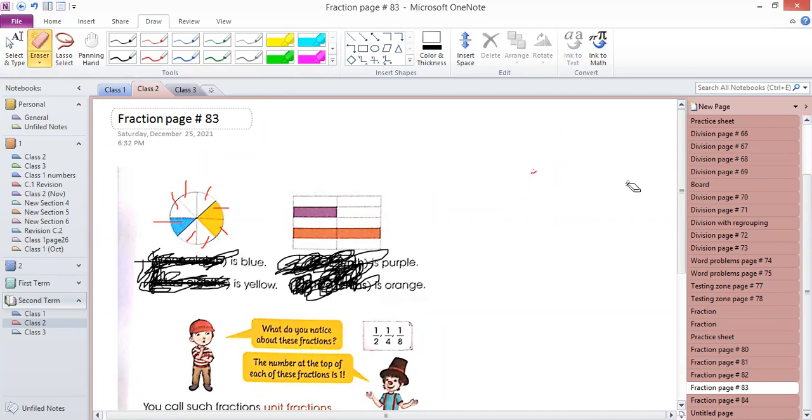Okay. You have to tell me for this one, guys. Tell me the portion of this purple one. What is the fraction of this purple portion? Out of how many are purple? What is the fraction of that? Tell me the fraction for this purple portion, guys. Waiting for your answers in the chat box.